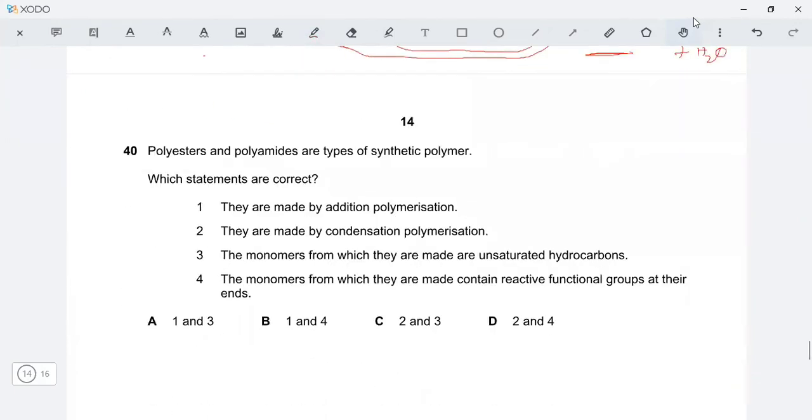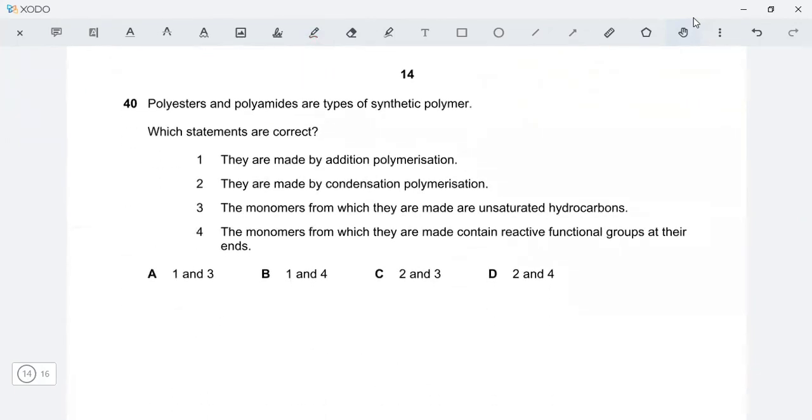Okay, fine. Now, question number 40. Now, question number 40 is the last one. Okay. Polyester and polyamides are types of synthetic polymer. Which statements are correct? There are 4 different statements. Let's see, based on the polyesters and polyamide, which statements got to be correct?